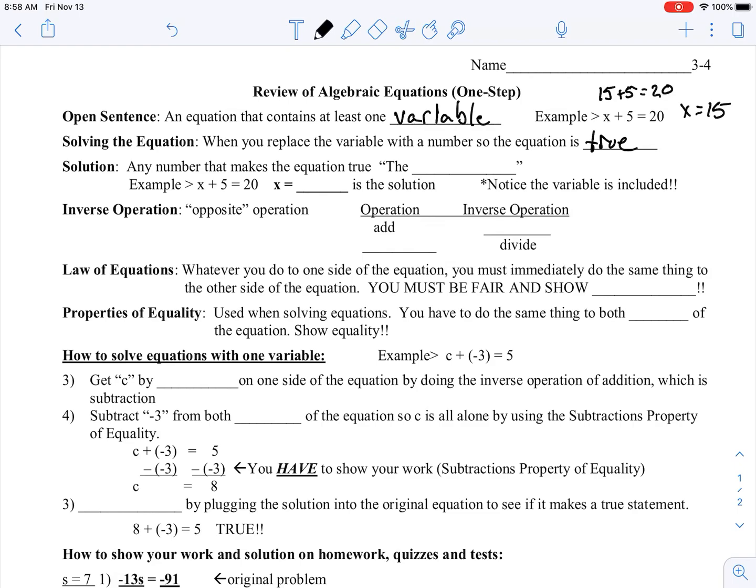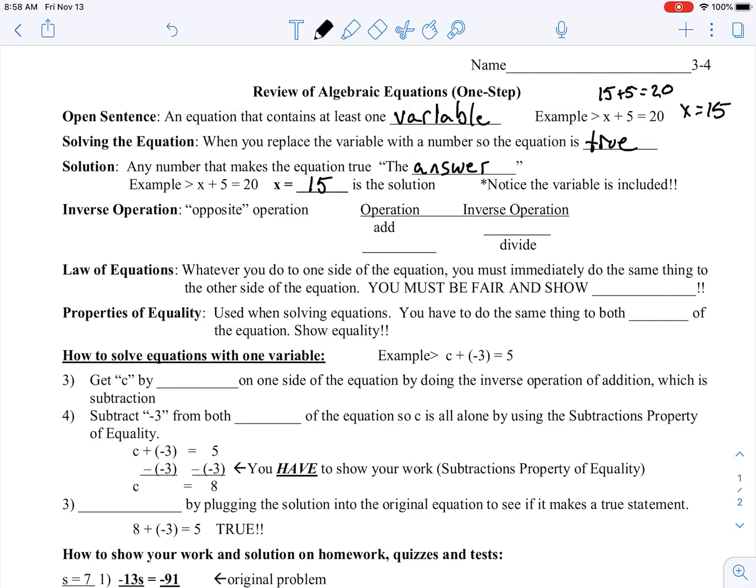So the solution is any number that makes the equation true. We call this the answer, or, well, the definition is solution, so it's the answer to the equation. Just like I showed above, x equals 15 is the solution. So we notice that our variable is included. We said x equals 15.